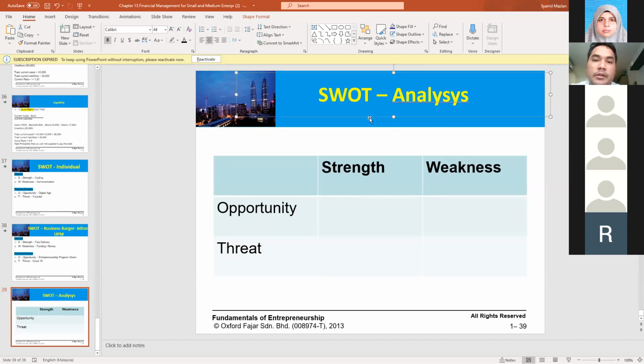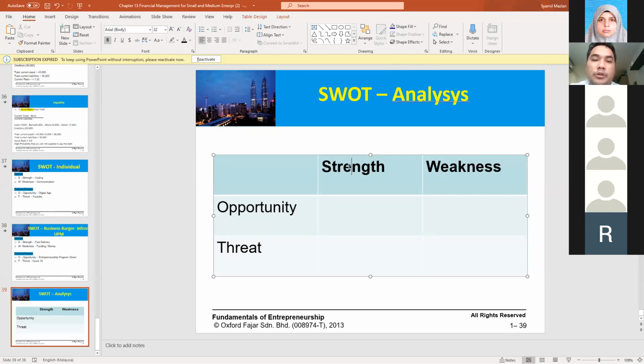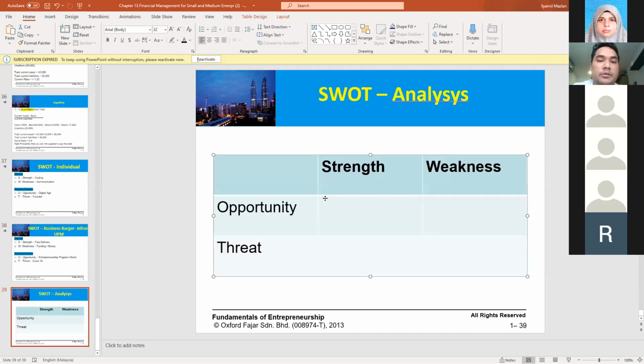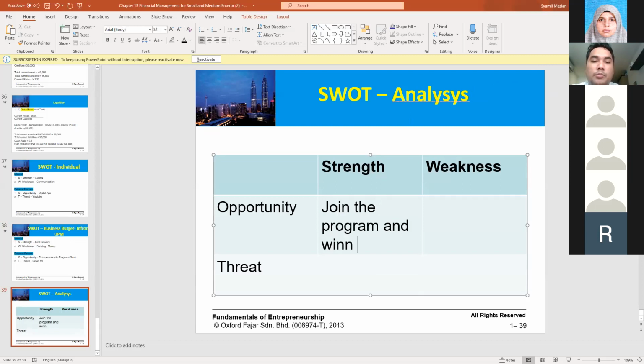The first is how you can use your strength to get the opportunity. For example, Aiman's burger business has a strength in fast delivery, right? And then the opportunity is the entrepreneurship program. So what Aiman can do is join the program. Aiman has a strength in fast delivery and a passion for entrepreneurship. And there are a lot of government programs for entrepreneurship. So Aiman can join the program and win the competition.